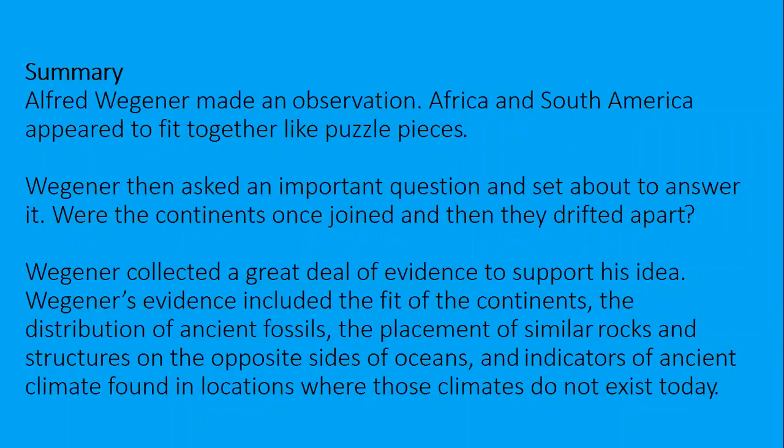Wegener's evidence included the fit of the continents, the distribution of ancient fossils, the placement of similar rocks and structures on the opposite sides of oceans, and indicators of ancient climate found in locations where those climates do not exist today.